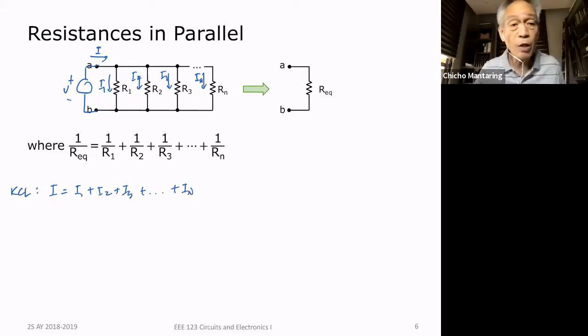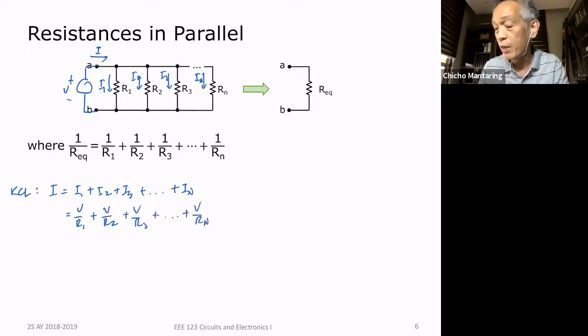Now notice that the voltage across all of these resistors is the same. The voltage across all of these resistors is equal to V. So what is I1? I1 is just V over R1. I2 is V over R2. I3 is V over R3, all the way to V over Rn. So this is equal to V times (1 over R1 plus 1 over R2 all the way to 1 over Rn).